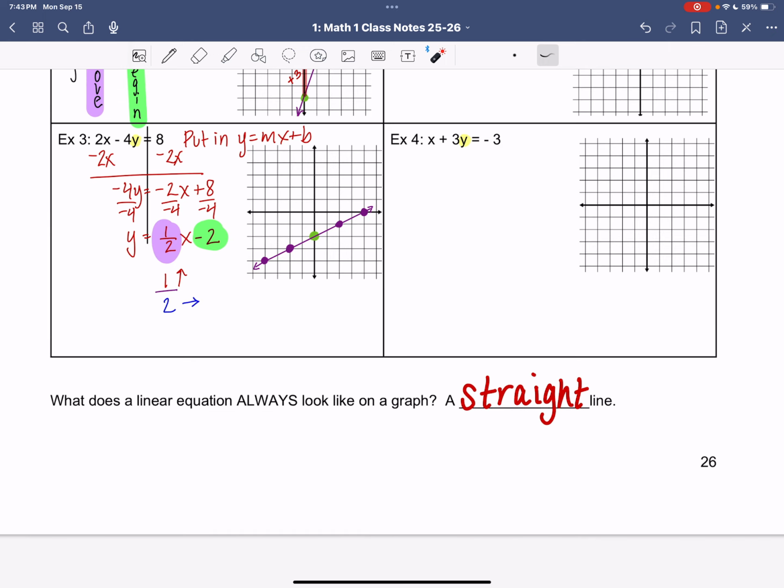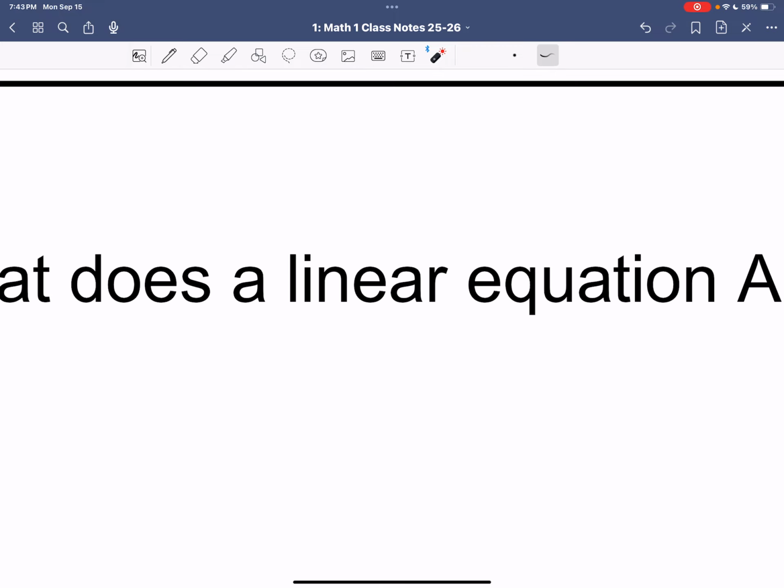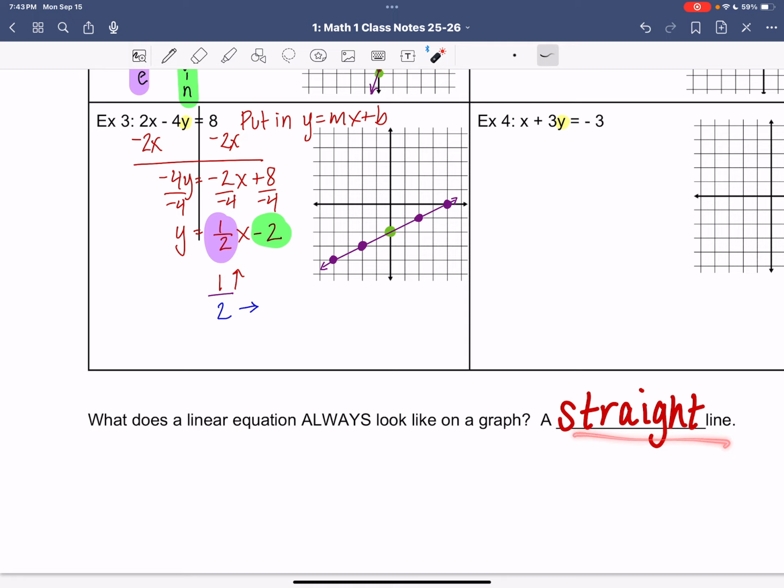All right, what does a linear equation always look like on a graph? It's a straight line. So within linear, you see the word line. So it's a straight line.